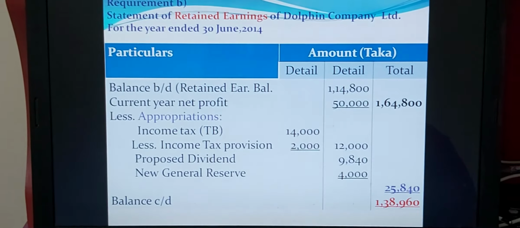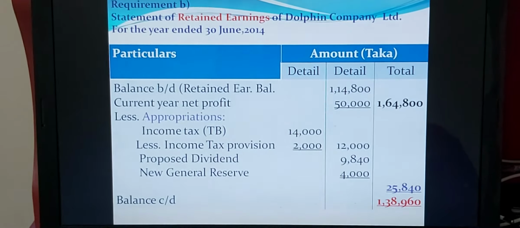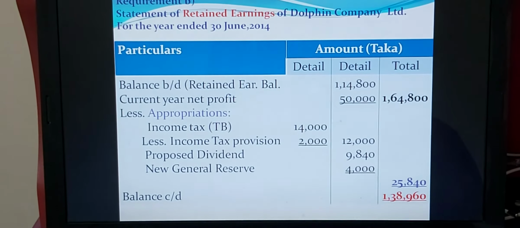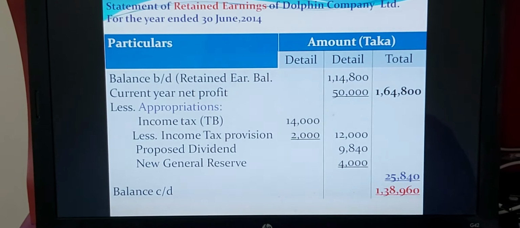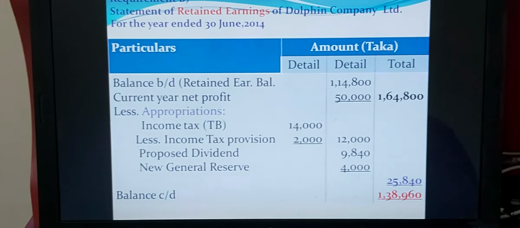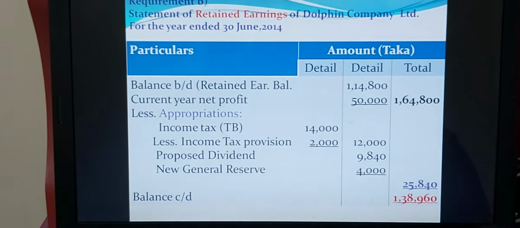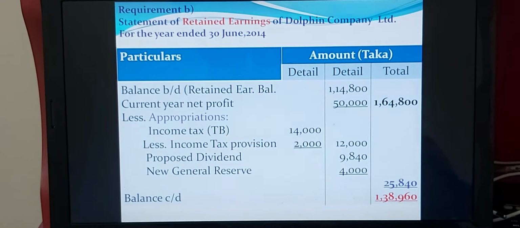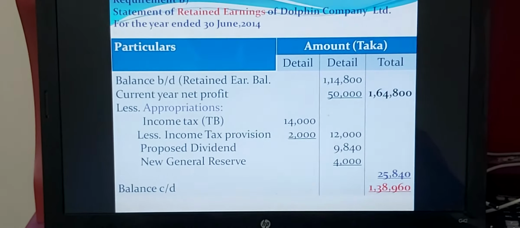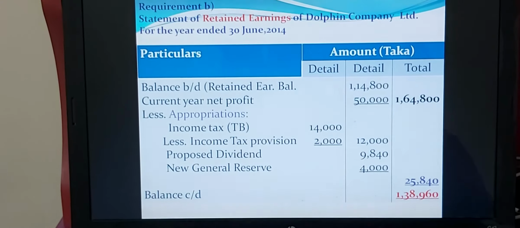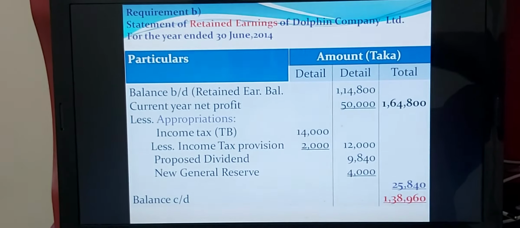Now total appropriations money to be deducted from the total of profit, that is 1,64,800. Now you can get 1,38,960. That is the amount of balance CD. This balance is to be transferred to statement of financial position under reserve and surplus column. Dear boys and girls of class 11 and 12 business studies, I think you've written in your copy the requirement B of exercise number 2.